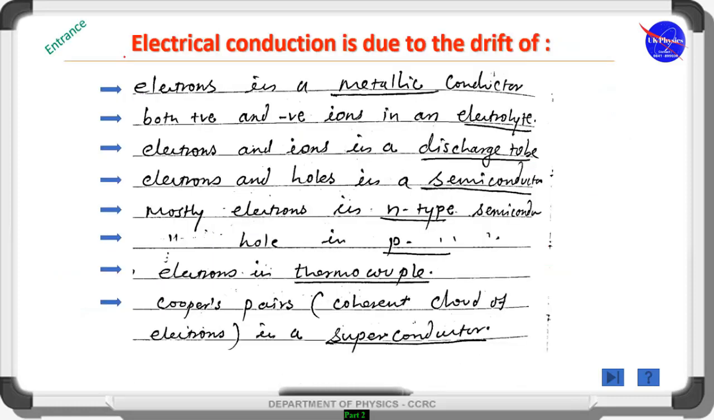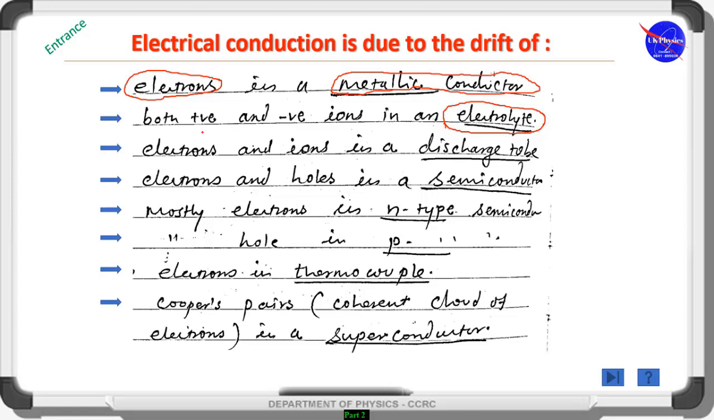Now let's talk about electrical conduction in some materials. Electrical conduction is due to the drift of electrons in a metallic conductor. That means for a metallic conductor, you can suppose a copper wire. In the copper wire, the metallic conduction is due to the flow of electrons. And inside an electrolyte means simply something like a NaCl solution.